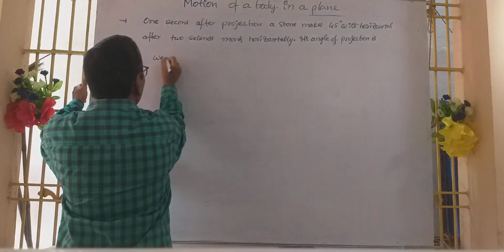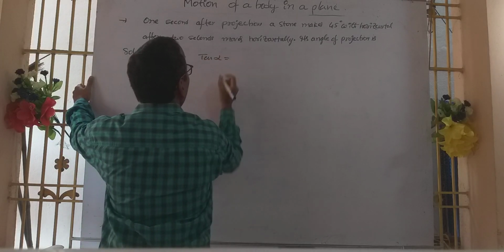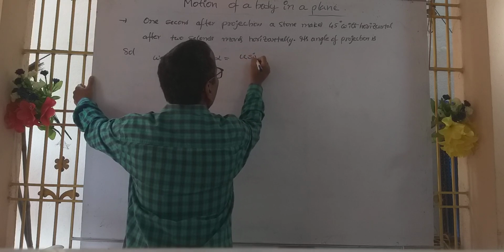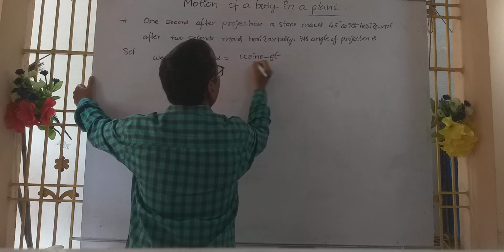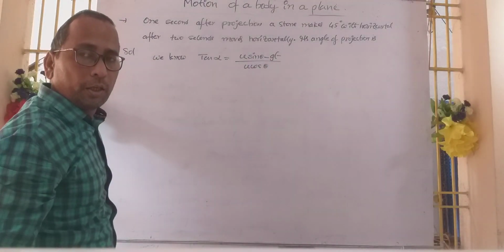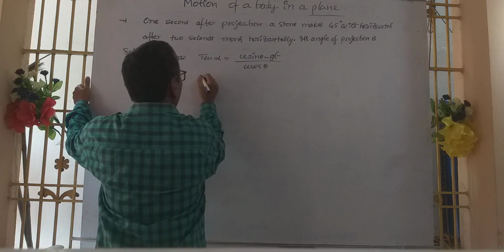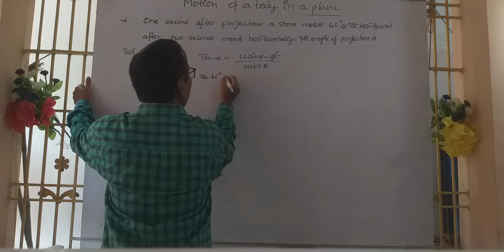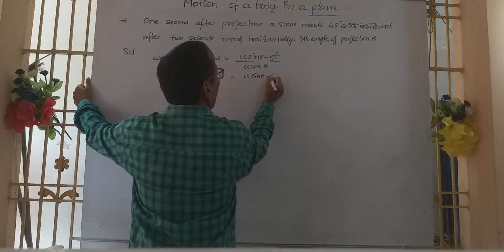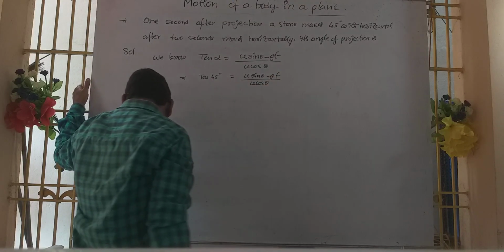We know tan alpha is equal to u sin theta minus gt by u cos theta. Tan alpha means tan 45 degrees, which implies tan 45 degrees is equal to u sin theta minus gt by u cos theta.